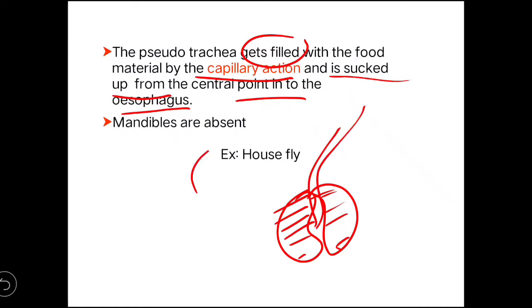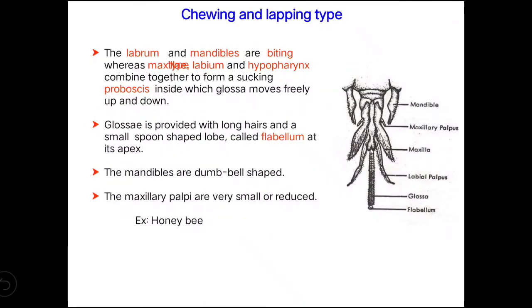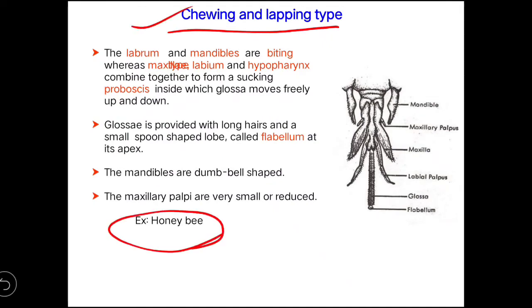So the example is the housefly, and in the housefly the mandibles are absent. Now we will discuss the chewing and lapping type of mouth part. This is the example of the honeybee. Honeybees have chewing and lapping type of mouth parts. The chewing or biting is done by the labrum and mandible. Then the sucking is done by the maxilla, labium and hypopharynx. And inside this sucking proboscis, the glossa will move freely up and down.